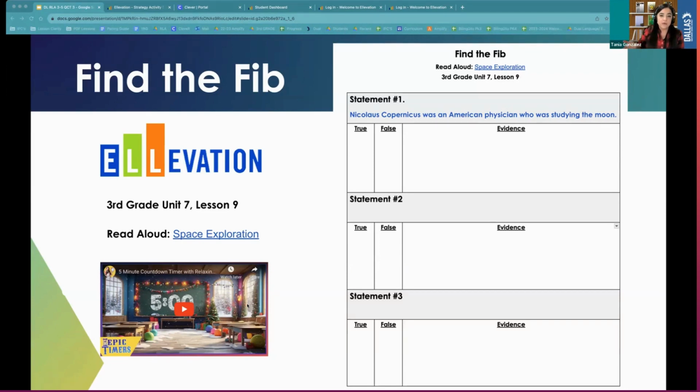So the statement number 1 says Nicholas Copernicus was an American physician who was studying the moon. Is it a truth or a lie? Using your Zoom tools, please stamp using the stamps or the chat. Like I see some answers. You can put the correct answer, and you can also write the evidence in the chat. So what is the sentence that has the correct evidence in the text?